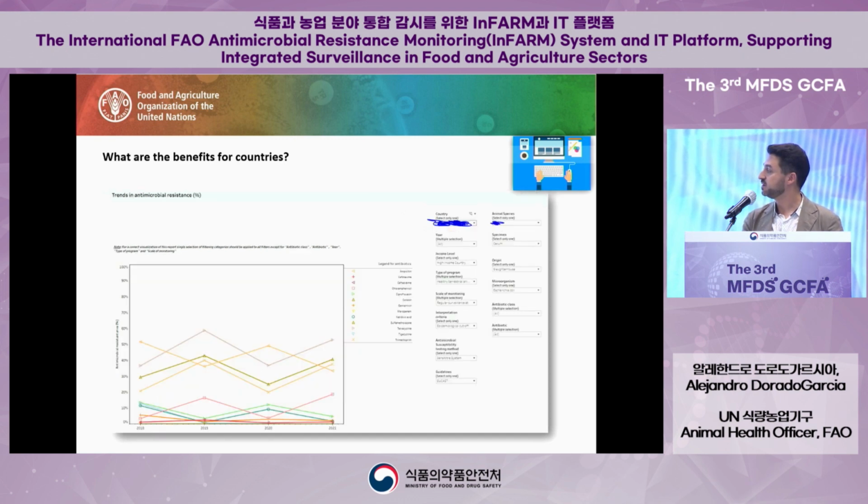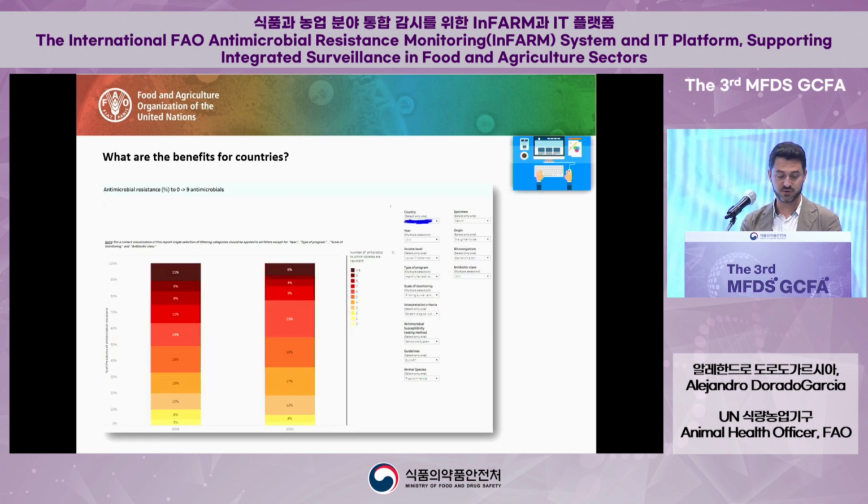There will be a possibility to analyze the trends on resistance if countries want to monitor the progress in their interventions. If they are, for example, placing a ban on the use of a specific antibiotic, they can see if it's being efficient or not. And we also have multi-resistance proportions available in the platform.